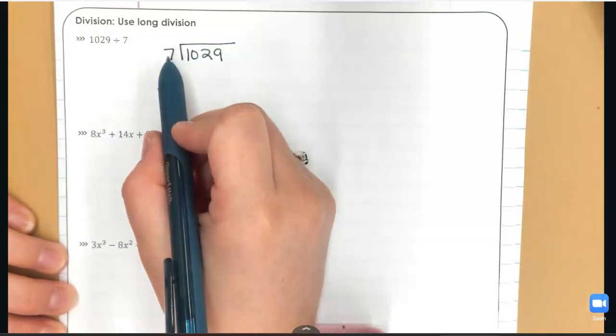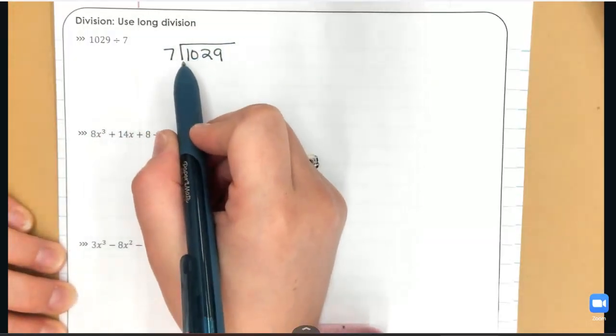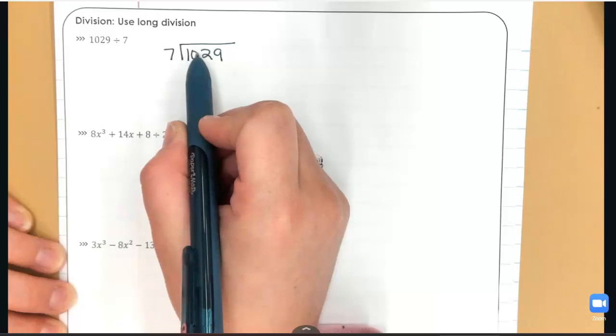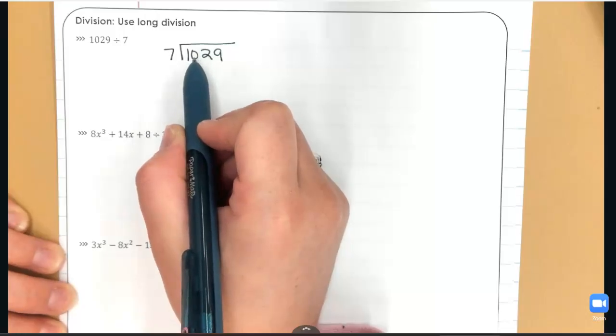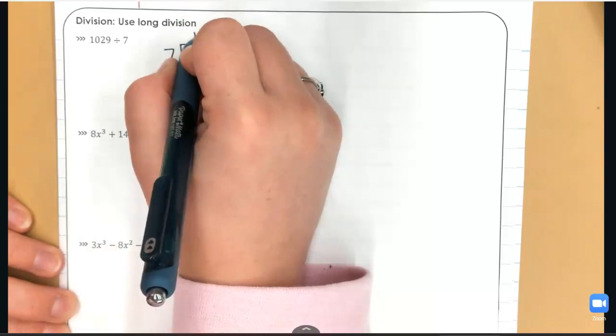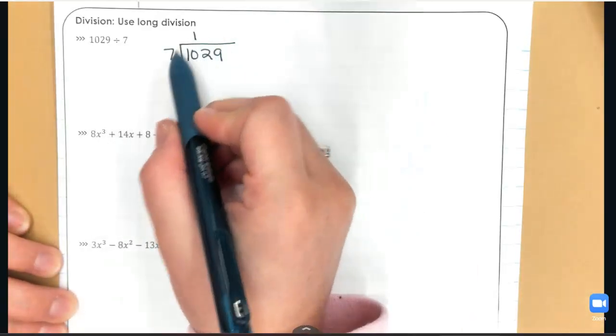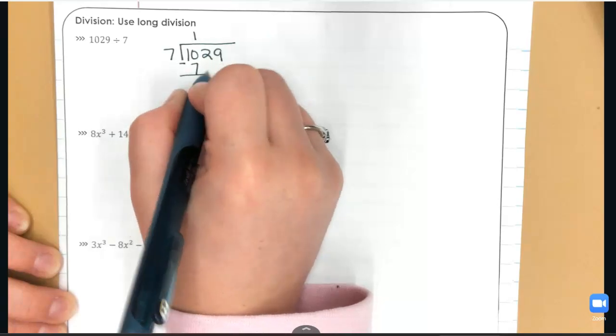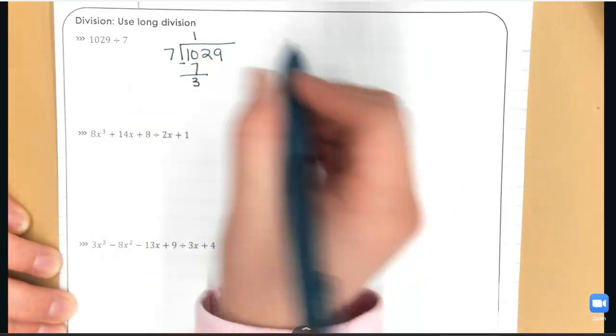So what I'm going to look at is how many times does 7 go into 1? Well, it can't. It's too small. So now I'm going to add one more digit and see how many times does 7 go into 10. It goes into 10 one time. So I'm going to multiply 1 by 7, which gives me 7. I'm going to subtract 7 from 10, and that will give me 3 left over.